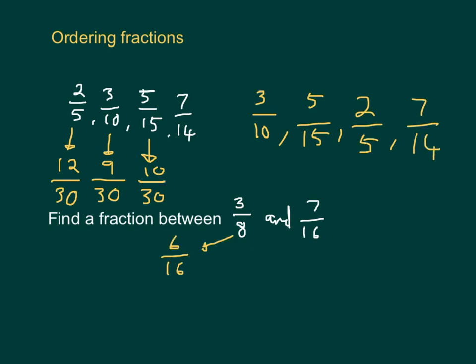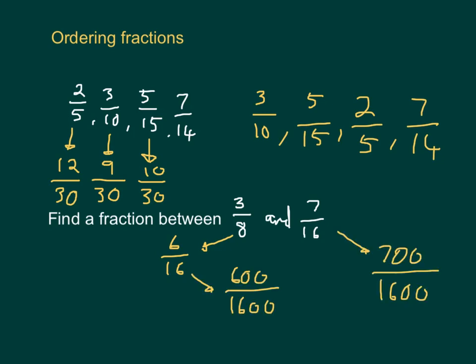Now, my tip for the bottom question is to make both fractions out of an enormous numerator. So, if I multiply 3/8, the top and the bottom, by 2, I'll make it 6/16. Now, how about we just multiply the top and the bottom by 100? That would give me 600 over 1600 being equivalent to 3/8, or 700 over 1600 being equivalent to 7/16.